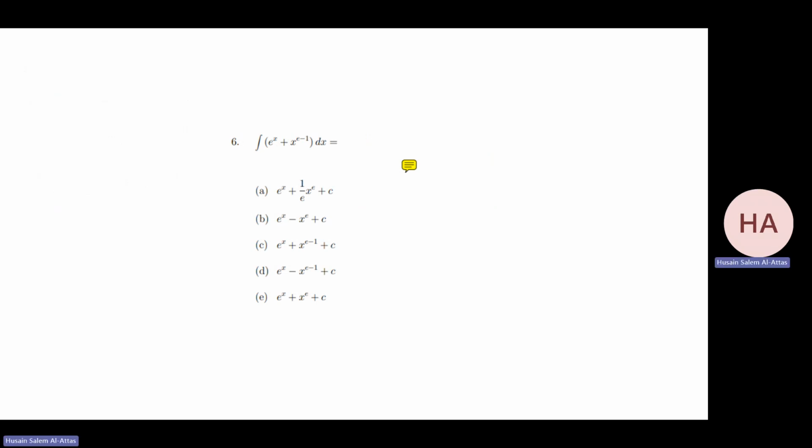Okay. This one, easy one. E to the power x plus. I add 1 since it's x to the power n, where n is e minus 1. So you have 1 over e, x to the power e plus c. This I'm doing the integral, having the answer right away.